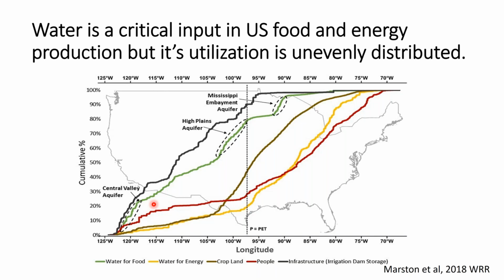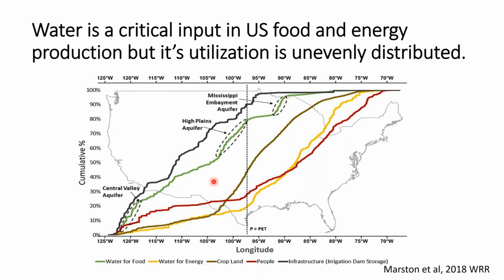One thing I wanted to point out when you look at the green line is that we see sharp upticks in water used in food production where those major aquifers we talked about earlier are located. With the Central Valley Aquifer here in California, the High Plains Aquifer, we see another strong uptick, and then the Mississippi Embayment Aquifer, another one.